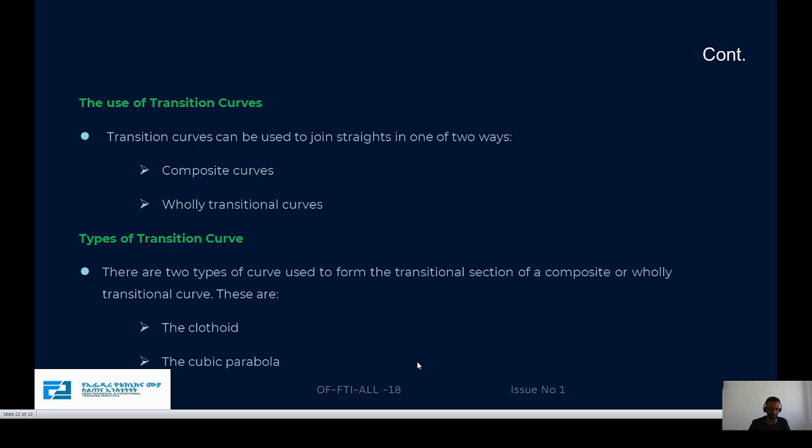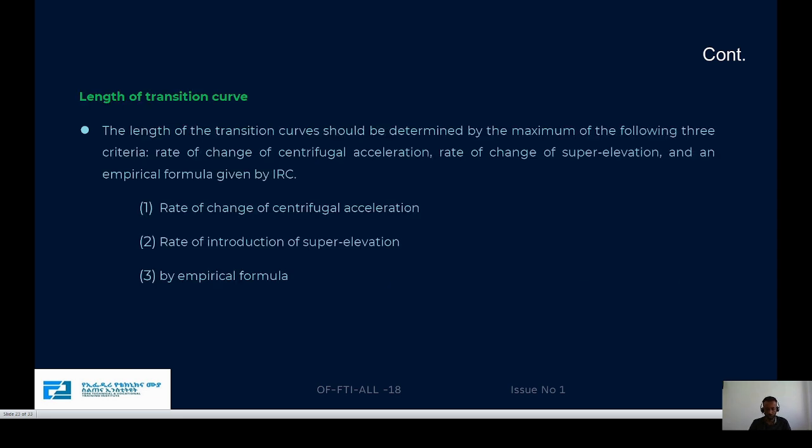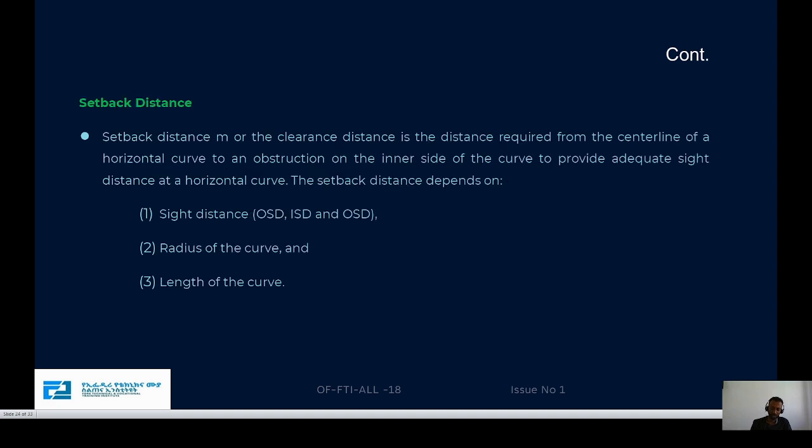There are two types of transition use: composite curves and whole transition curves. The types of transition curves used are the clothoid and the cubic parabola. The length of the transition curve depends on the rate of change of centrifugal acceleration. As the centrifugal force increases, the length of the transition curve also increases. With a very high super elevation, the length of the transition curve also increases. The length of the transition curve is calculated by empirical formulas.